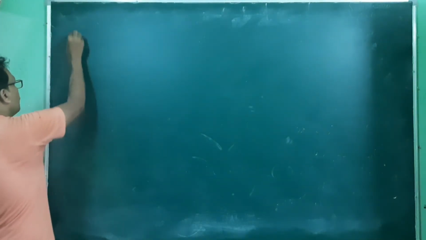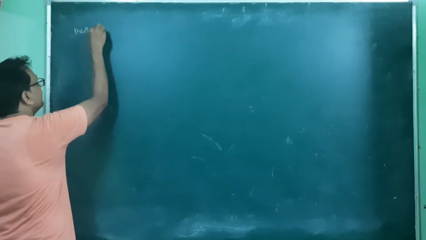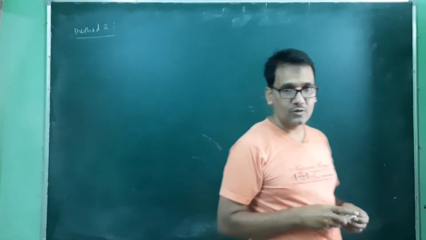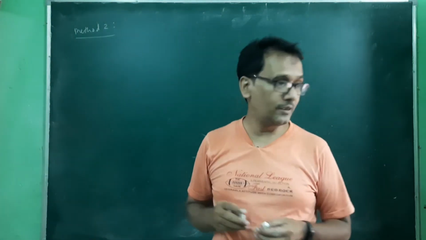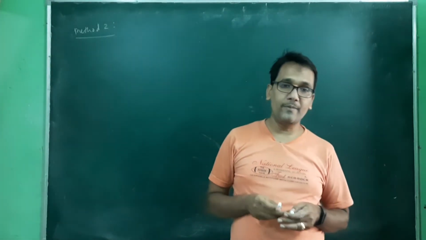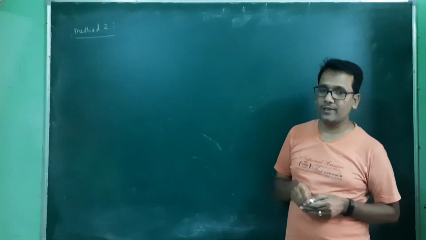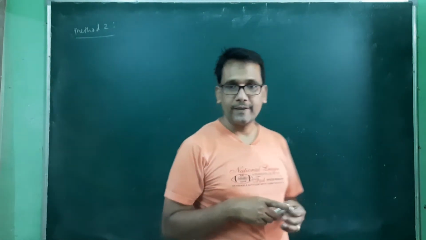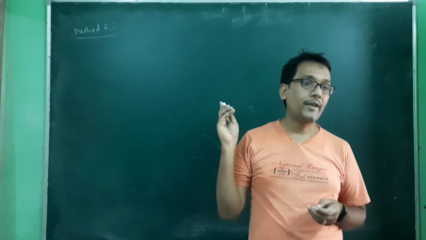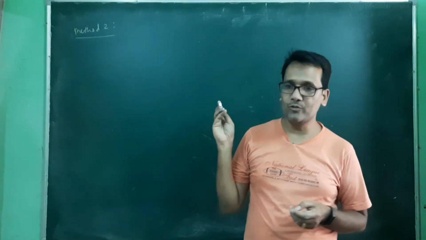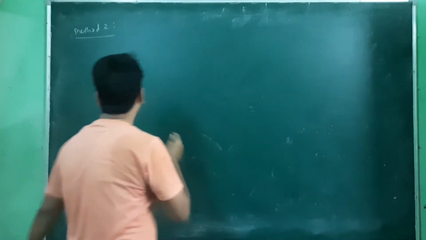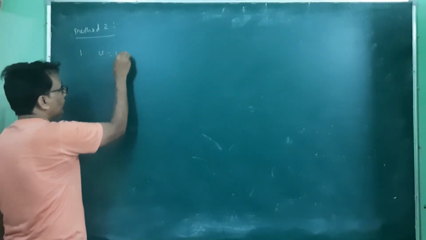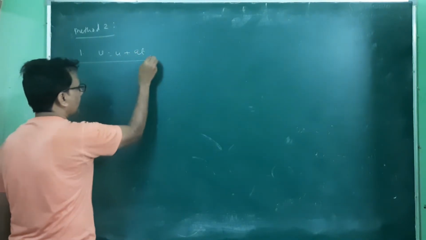So the method is 2. We can derive the same set of equations by using differentiation and integration. So the first one was for average velocity, and this method is, one can say, for instantaneous velocity, because we are using integration and differentiation. So the first equation of motion. First we will differentiate that v is equal to u plus at. We have to derive this.